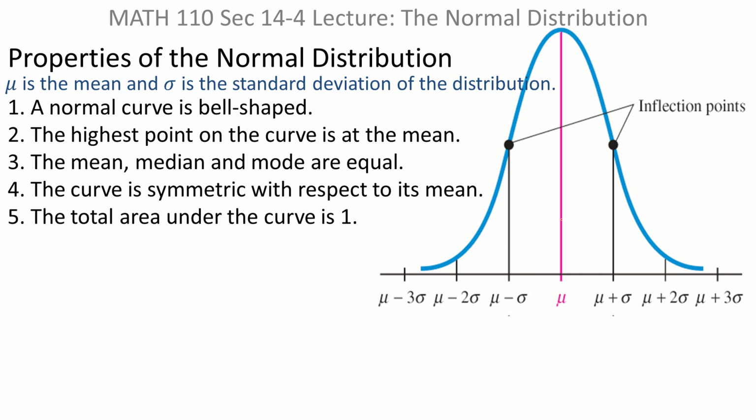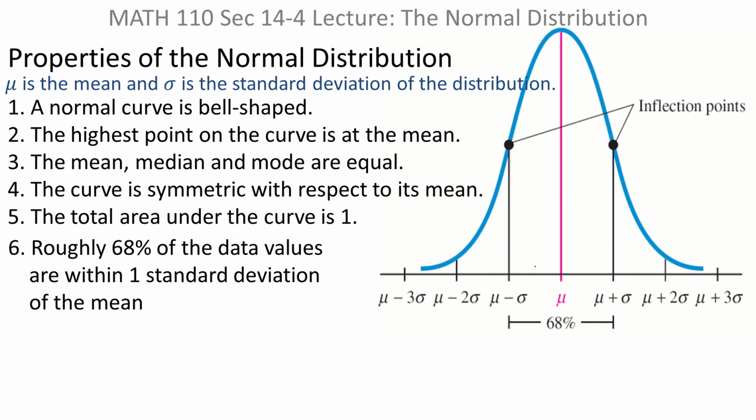The total area under a normal curve is 1. If you added up all the area under a normal curve, you would get 1. Roughly 68% of the data values are within one standard deviation of the mean. So if you went out one standard deviation to the left and one standard deviation to the right, you would have about 68% of the data values.